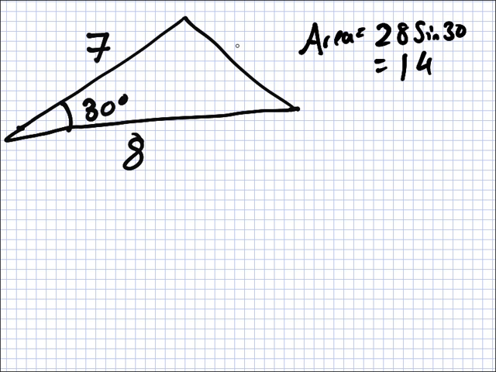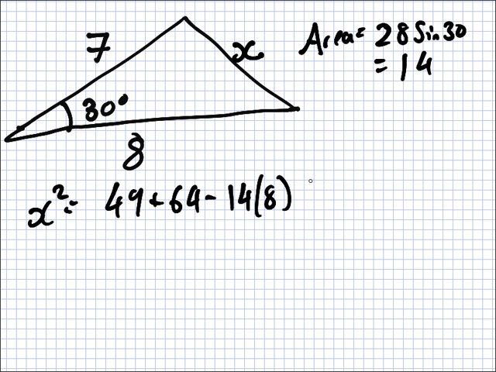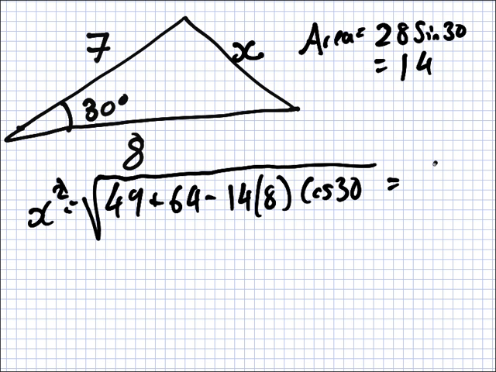Right, I'm going to get this side next, x. So I have x squared is 49 plus 64 minus 14 times 8 times cos 30. So then x is the square root of this number. 4. Nice. That's actually good because I just made these numbers up, so it's working out quite nicely.